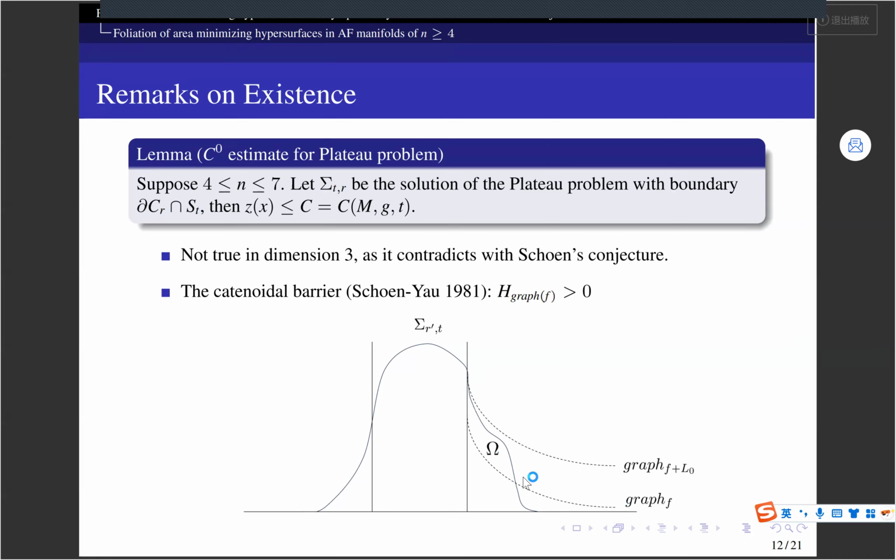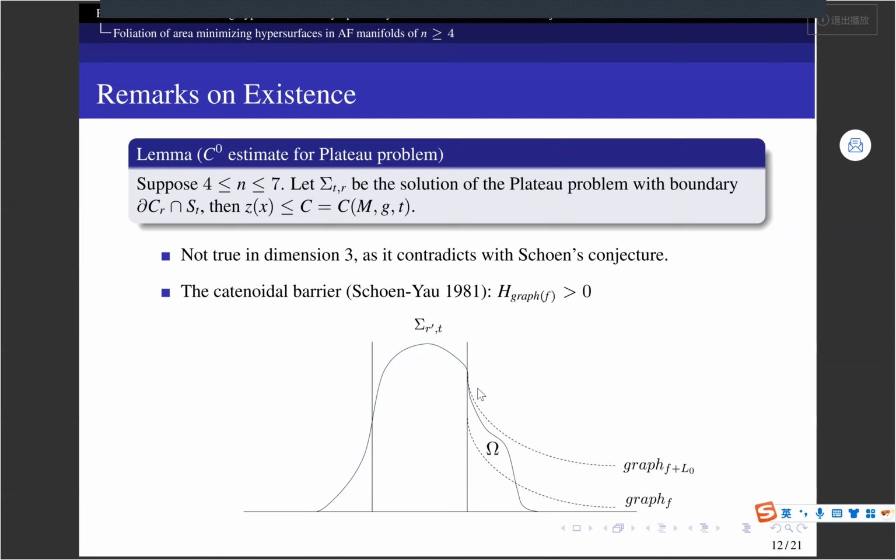If it is not the case, then you just move the catenoidal barrier upward, and at some time it will touch the hypersurface. However, Xingyao has computed that the mean curvature of the catenoidal barrier is positive, and in this computation, they have to use the dimensional restriction. That means in dimension 3, you cannot obtain the sign of mean curvature here.